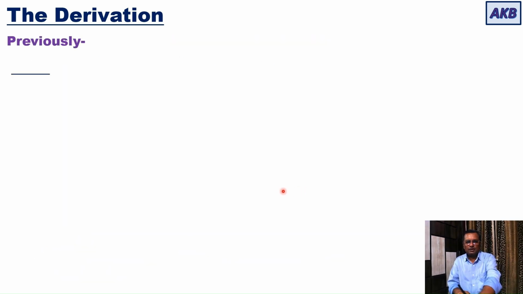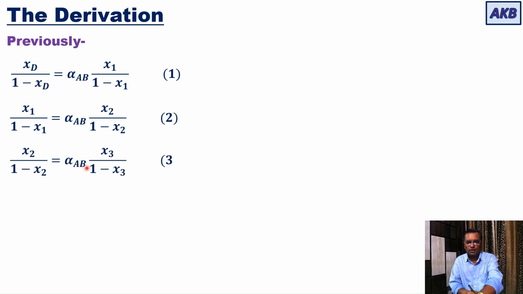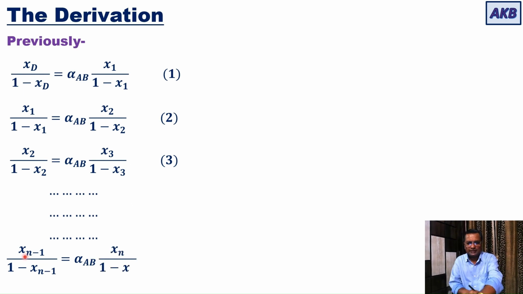So previously we got all those equations. I am collecting them once again. So xd upon 1 minus xd is equal to alpha AB into x1 upon 1 minus x1, equation 1. Then x1 upon 1 minus x1 is equal to alpha AB into x2 upon 1 minus x2, equation 2. x2 upon 1 minus x2 is equal to alpha AB into x3 upon 1 minus x3, equation 3. And finally, for the n minus 1 stage, that is xn minus 1 divided by 1 minus xn minus 1 is equal to alpha AB into xn divided by 1 minus xn, and this is equation number 4.